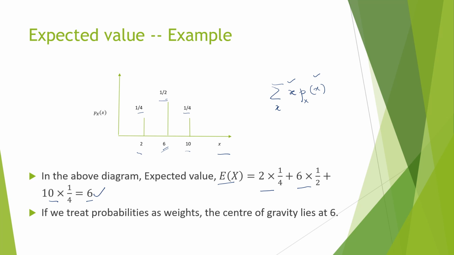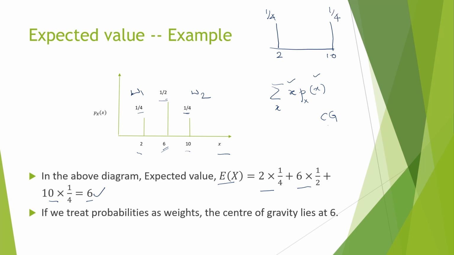Now we go for the concept of CG, center of gravity. This concept of center of gravity simplifies the calculation of mean value in certain cases. Now in the same diagram, treat these probabilities as weights. Suppose I redraw this diagram here at 2 and at 10. At 2 we have a weight of say 1 by 4, and at 10 we have a weight of 1 by 4.